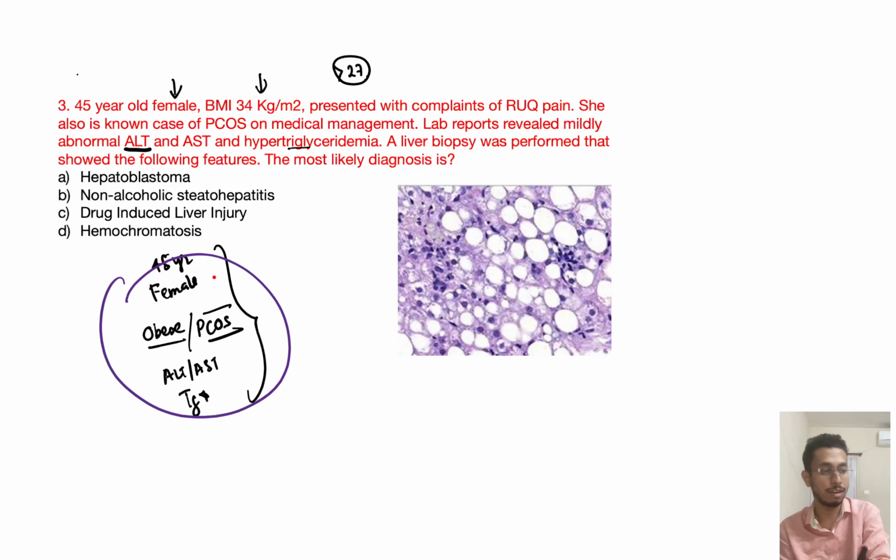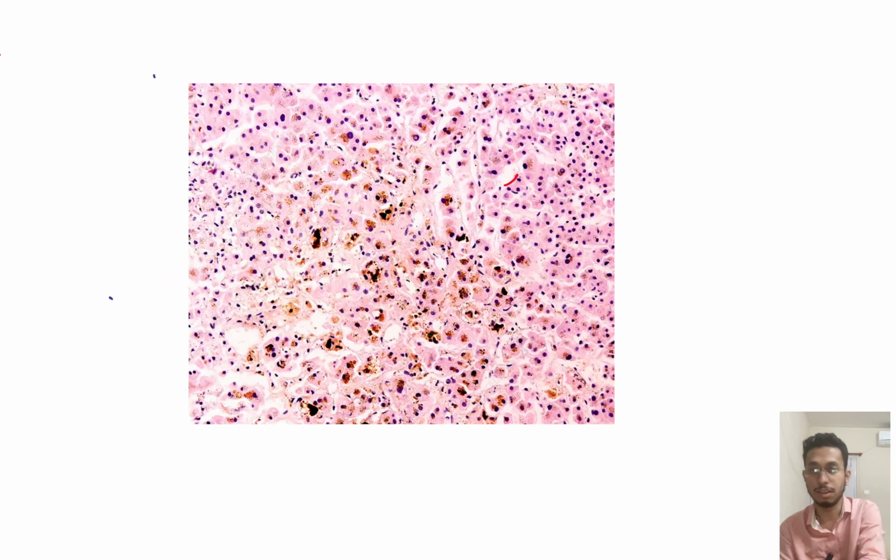As well as if you see the risk factors mentioned here, everything is going towards obesity, PCOS, female, mild ALT, AST range, increase in triglyceride level, everything points toward NASH. Now, coming to all the other options mentioned here, let us look at each and every histopathological slide.